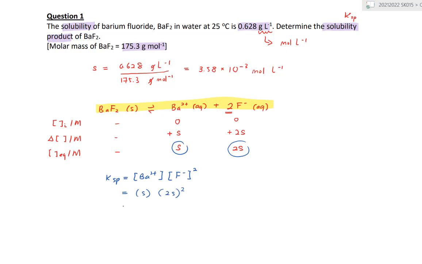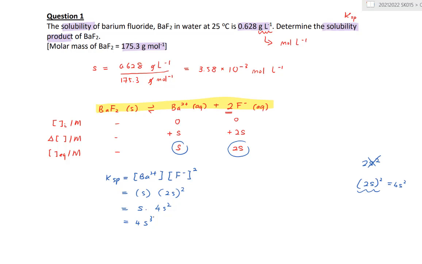Okay, make sure you put in bracket. The reason why is if you didn't put in bracket, 2S squared is 2S squared. But when you put a bracket, then we will open up the brackets to give you 2 squared, which is 4, times S squared. Okay, so it is very important for you to put in bracket. And then after that, we want to open up the bracket. So S times 4S squared gives you 4S cubed.